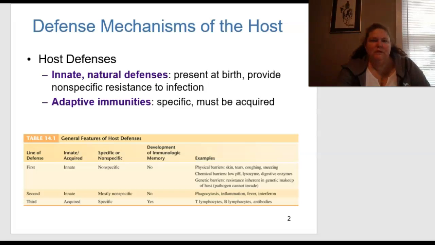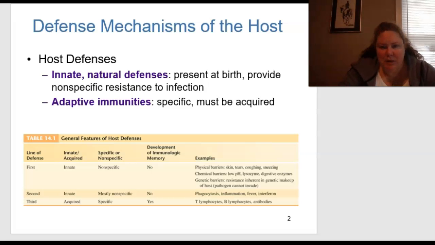All right, so for this one, it's the defense mechanisms with a host. And so the host defenses are going to be innate, natural defenses that are present at birth. They provide nonspecific resistance to the infection. And we also have adaptive immunities. These ones we adapt to our surroundings, so they're going to be specific and more acquired after birth. The ones that we're born with are our innate natural ones, whereas the adaptive ones are ones that we're going to be getting after we're born.